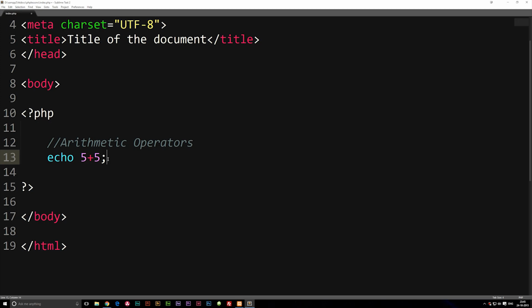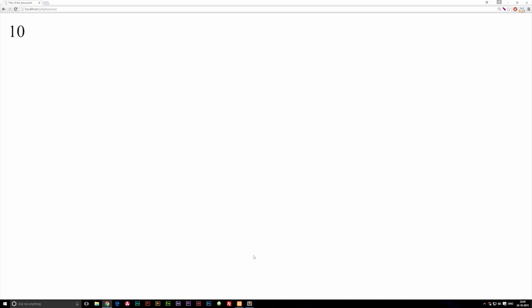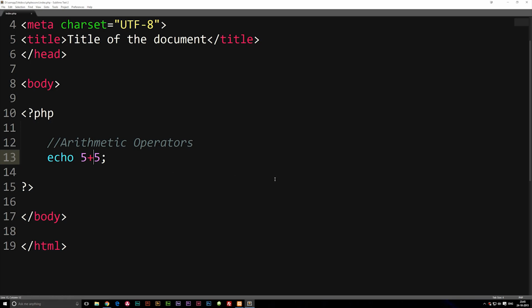So it's basically the math operators that we use inside math. Right now we can add 5, and if I refresh, we get 10. So we can use plus symbols, we can use minus symbols, we can also divide by writing a slash, and we can also multiply by writing the multiplication symbol, the star.